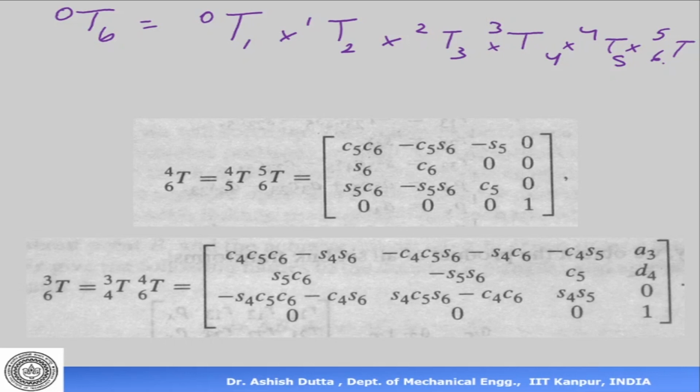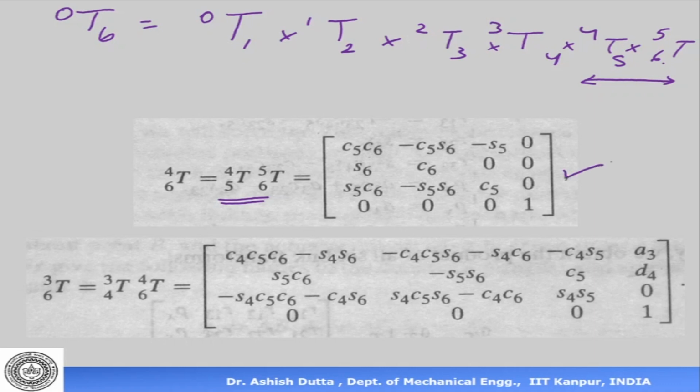Instead of multiplying straight away, in the case of 0 to 3, I simply multiplied 0 to 1, 1 to 2, 2 to 3, in this order. Now I will multiply in the other order. So I'll multiply 4 to 6 first. So these two I will multiply first. This is 4 to 6, that is 4 to 5 and 5 to 6. These two transformation matrices, I get this.